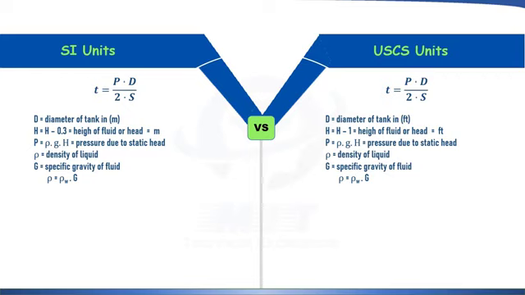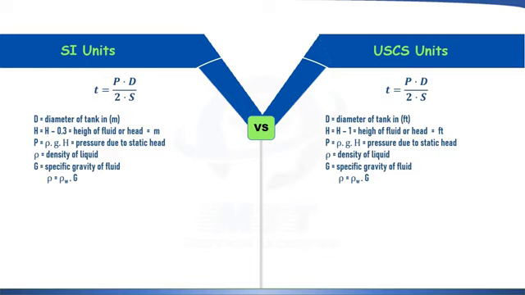So we'll just calculate height at a location of 0.3 meter or 1 foot above the bottom of the shell course. And as we know, pressure due to static head is equal to rho g h. Here rho is the density, g is the acceleration due to gravity, and h is the head of the liquid.